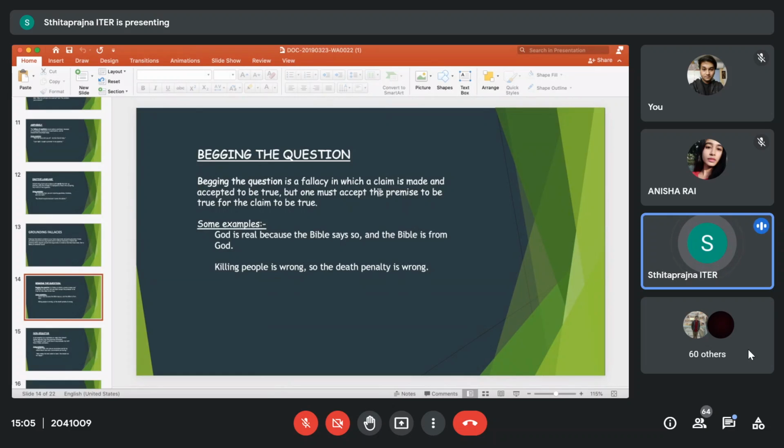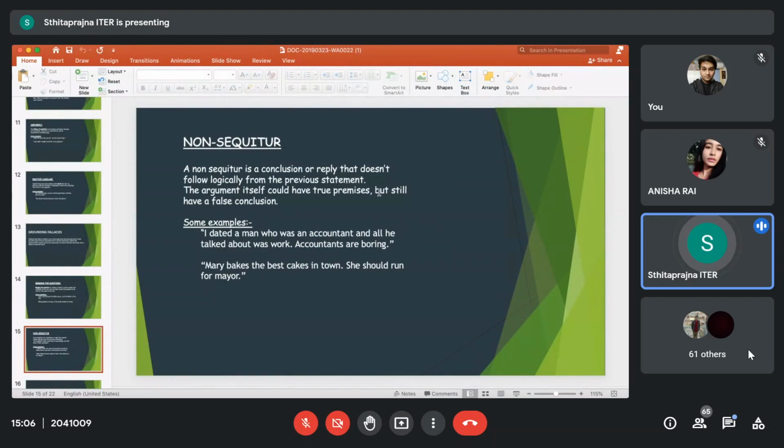Yes, so we have already done this, begging the question. When we say that God is real because the Bible says so, and the Bible is from God, there is so much twisting and intertwining, and you never know whether it is true, because the claim isn't proved through evidence. The claim is shown as something which is preordained, which has to be accepted as true.